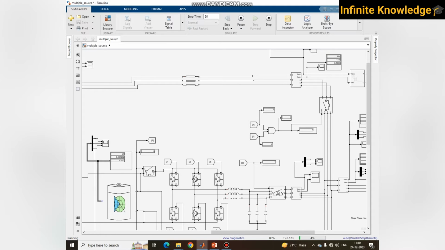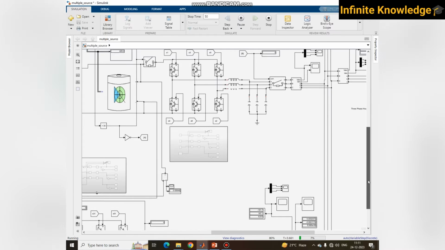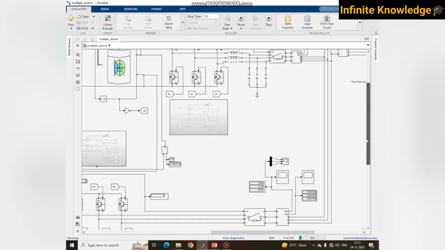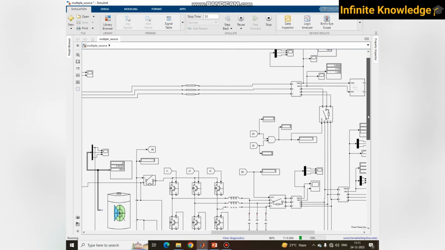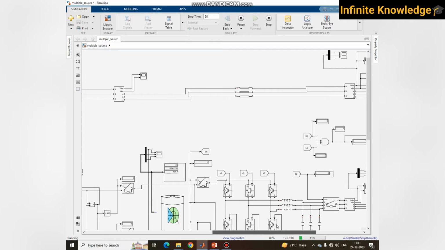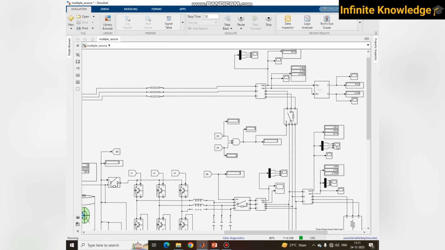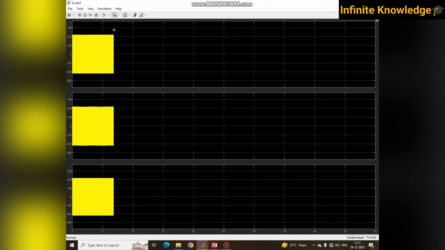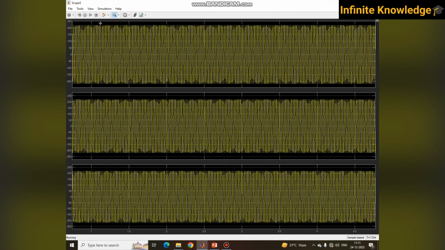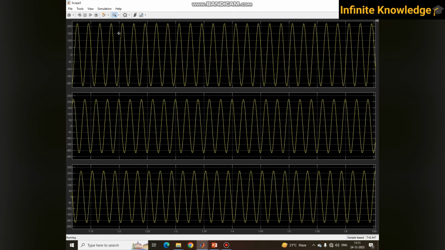This is your solar breaker, and it is in the off condition. This is your grid breaker, and it is in the on condition. This is your wind breaker, and it is also in the off condition. So it means that only the grid is available and it is supplying the total power from the grid side. You can see the waveform here. It is very clear and very sinusoidal because it comes directly from the source.